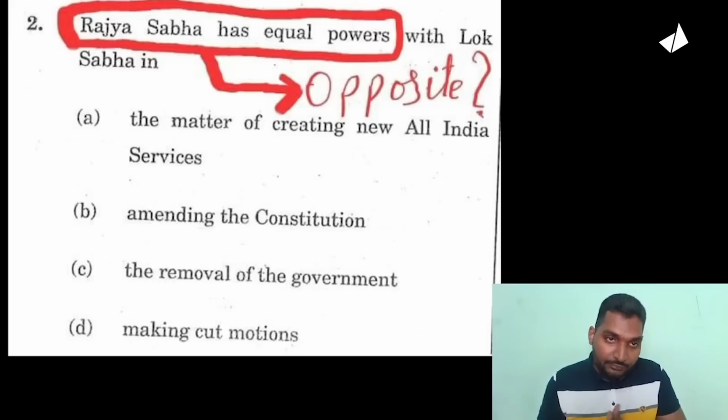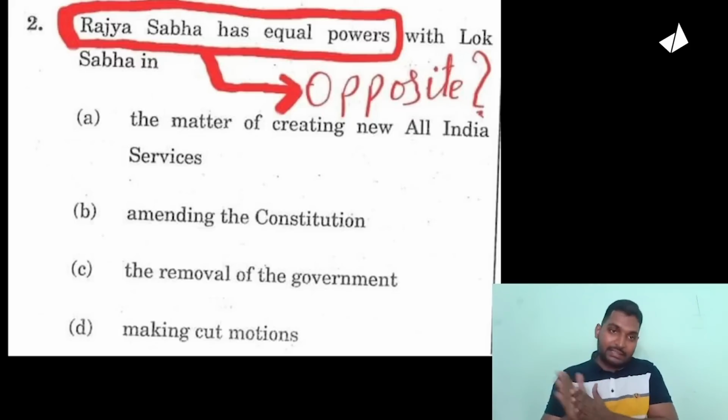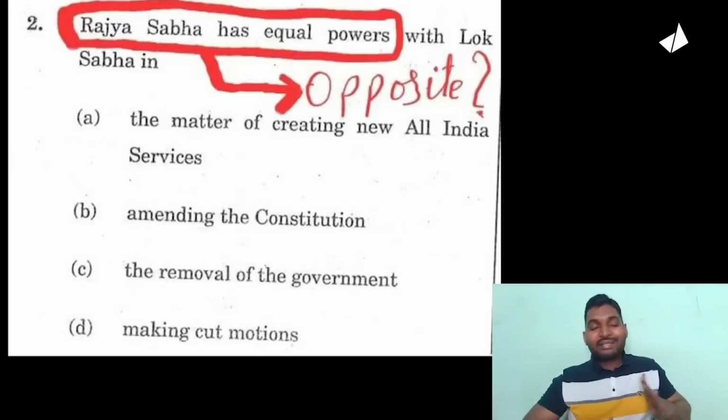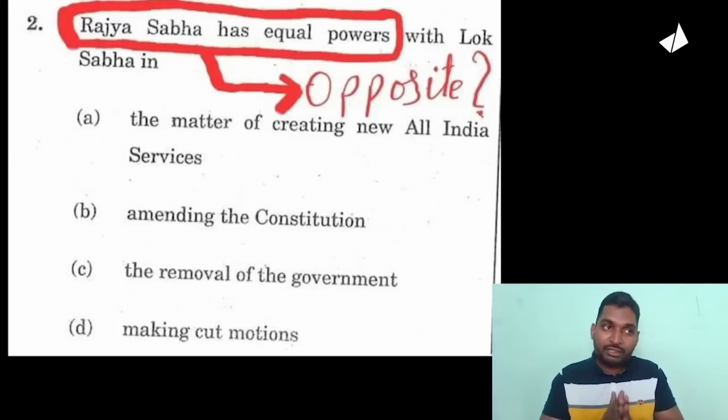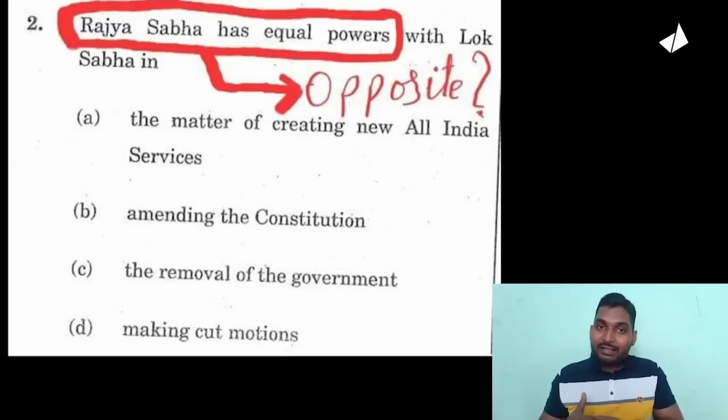Moving ahead, this is yet another question from the 2020 prelims paper, which said Rajya Sabha has equal powers with Lok Sabha in. Now we do level 1 analysis for this. Then moving ahead sequentially, we go for level 2 and we also go for level 3. In the way, we ask, what about the opposite case scenario where Rajya Sabha doesn't have equal powers with Lok Sabha, or in other words, Lok Sabha has more powers compared to Rajya Sabha.